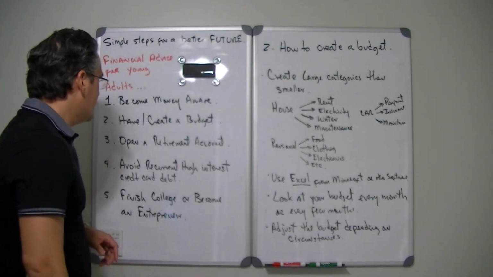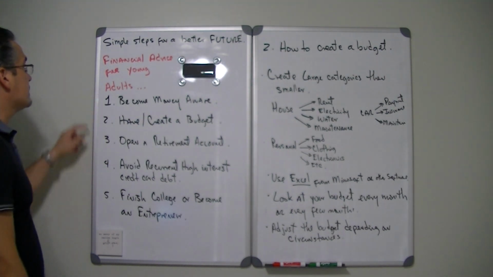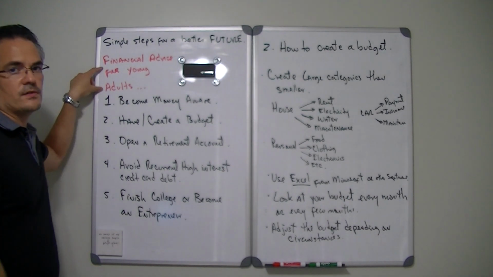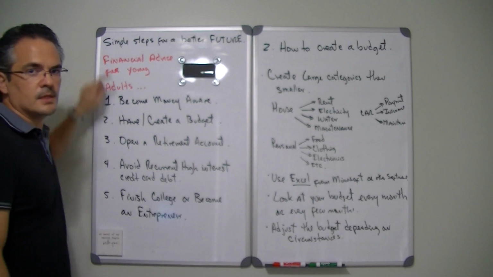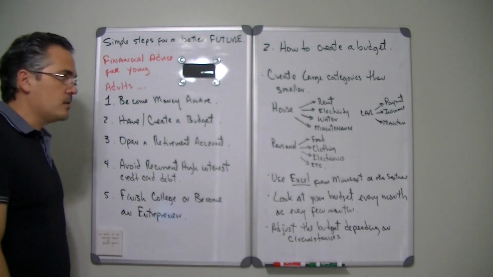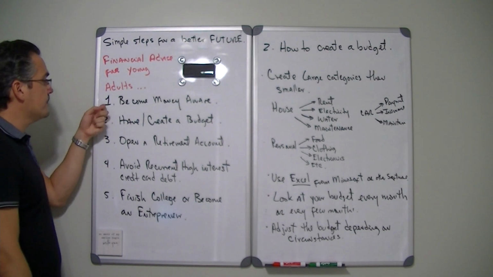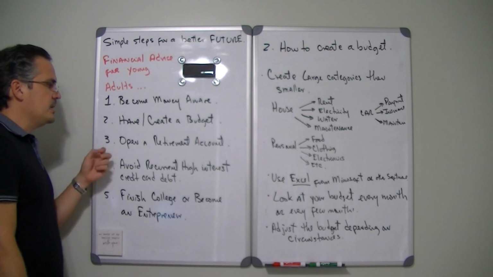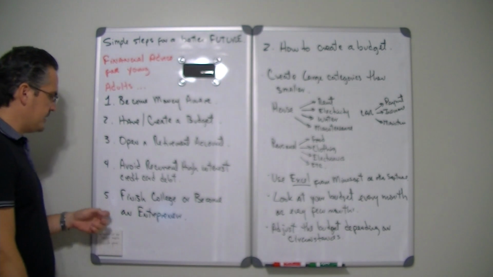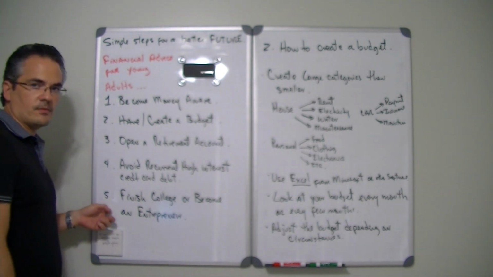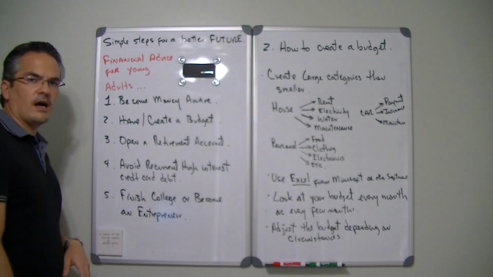Today we're going to be doing the second video for my series of 5 things that are good financial advice for young adults. Again, this series is part of what I'm calling Simple Steps for a Better Future. I recommended on a previous video that young adults need to be doing these 5 things. They need to become money aware, they need to have or create a budget, they need to open a retirement account, they need to avoid recurrent high interest debt, and they need to finish college or become an entrepreneur. Today, we're going to be explaining the second one, how to have or create a budget.